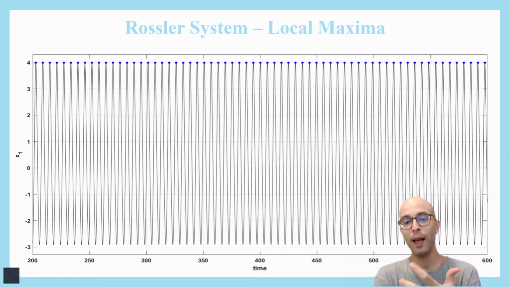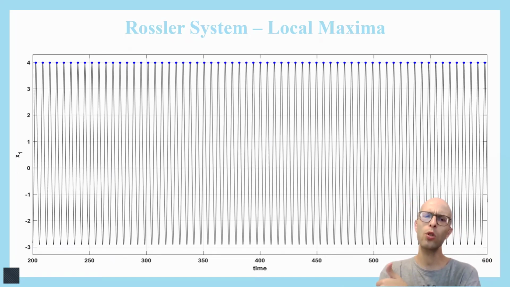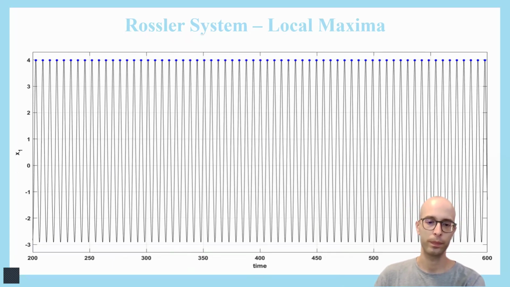That's how we can quantify period 1, because we basically have a single local maxima for this state, but it also holds for the other states as well. Okay. So this is period 1 behavior. Now, let me give you another example.